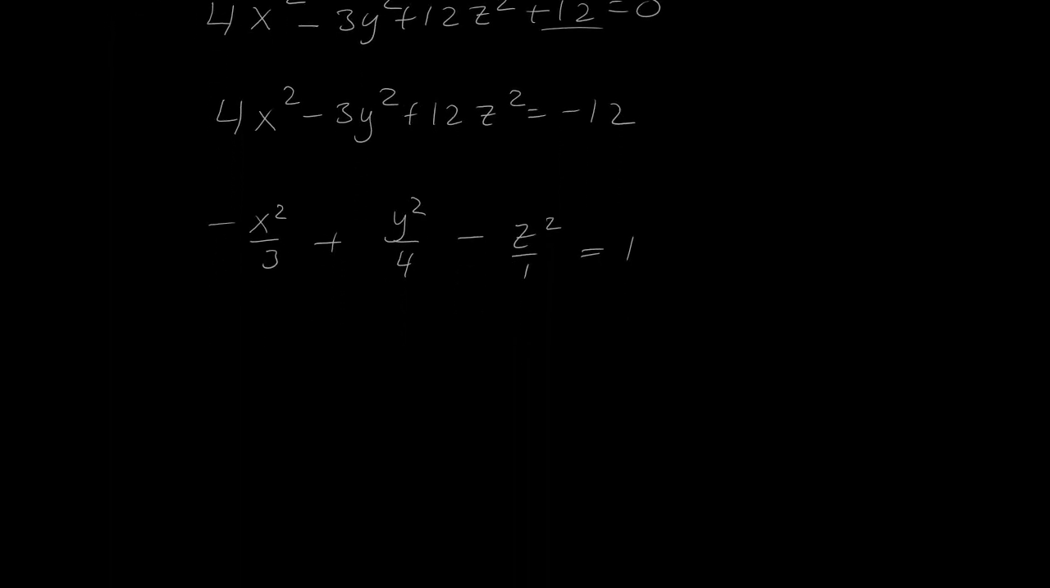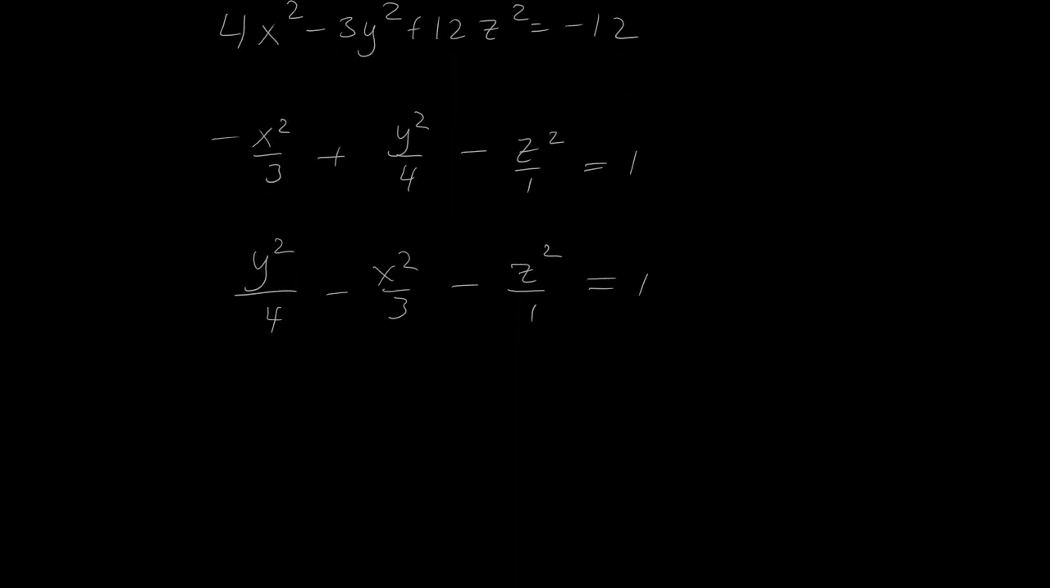It looks like we've got two negatives here, so let's rewrite that with the positive first: y squared over 4 minus x squared over 3 minus z squared over 1 is equal to 1. If we go back and look at the different forms of our quadric surfaces, this is taking on the form of a hyperboloid of two sheets. Because the y squared is the positive term, this is going to open along the y-axis.